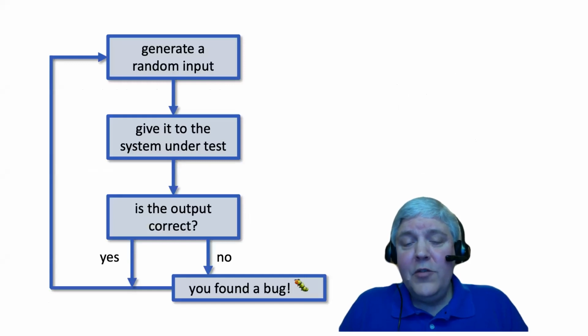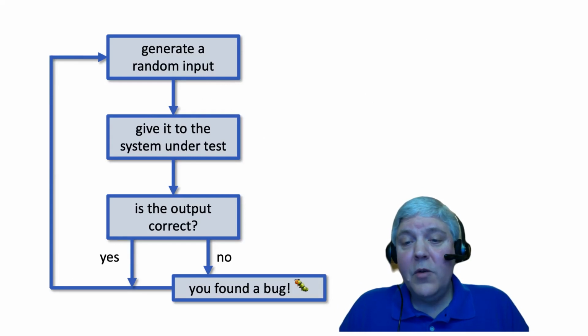So this slide shows you sort of the overview of a random testing procedure. Up at the top, we generate a random input using some kind of tool, and we provide that to the thing that we want to test, called the system under test. We decide, looking at the output or the behavior of the system under test, whether or not the output was correct. Did we get the right answer? Did the system crash? These are the kinds of questions we might ask.